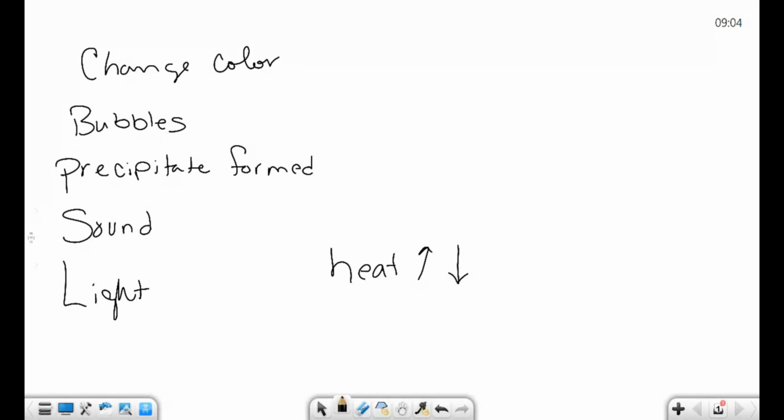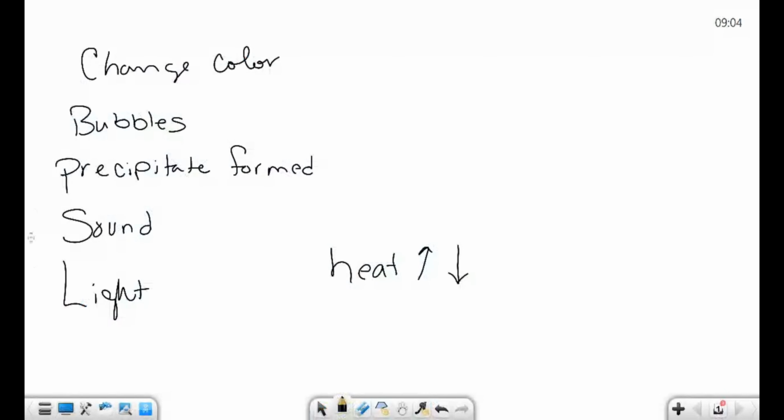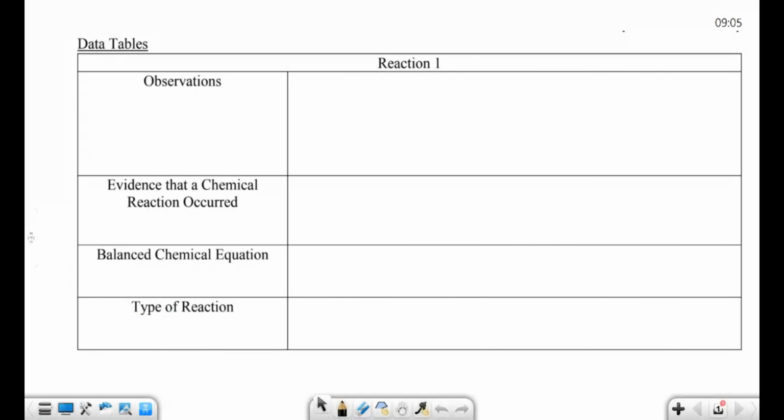So for these reactions that we're going to see today, one or more of these are going to be taking place. Okay? Our first reaction today, we're going to go ahead and start because it takes a while for it to get cranking up.